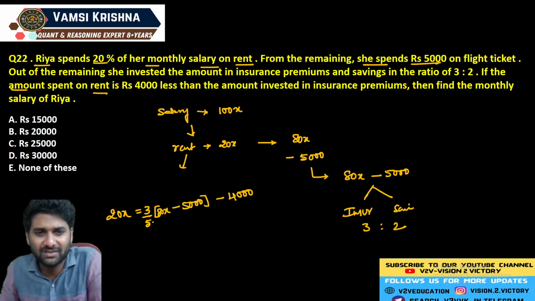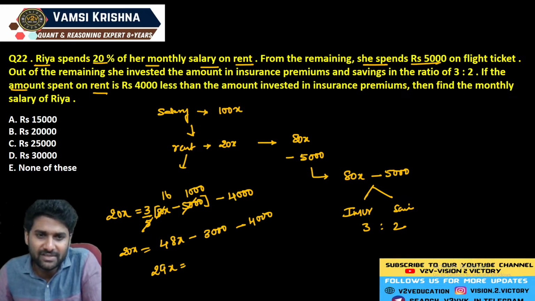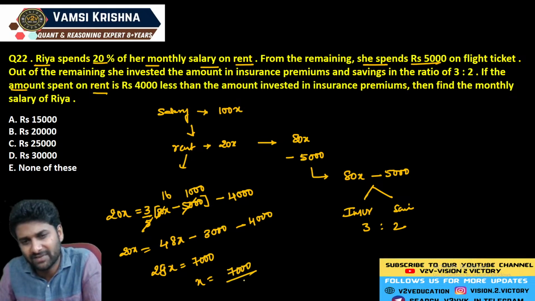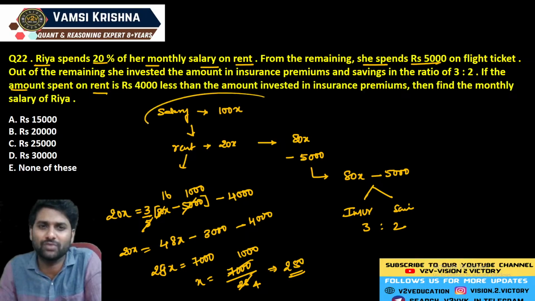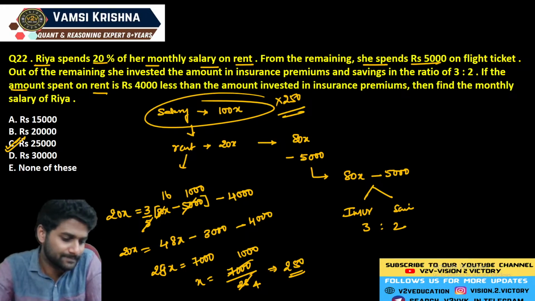Now just go through the calculation here. It's exactly 48x minus 3,000 minus 4,000 is equal to 20x. Now the difference is 28x, sorry, the difference is 28x, exactly equal to 7,000. Now the x value is 7,000 divided by 28, which becomes 250. Now the question: what is the salary? 100x multiplied by 250 becomes 25,000 rupees.